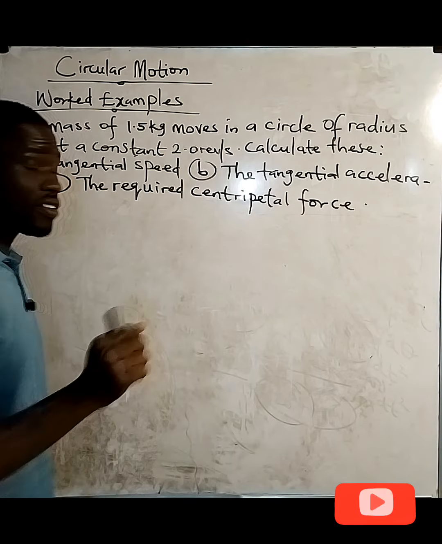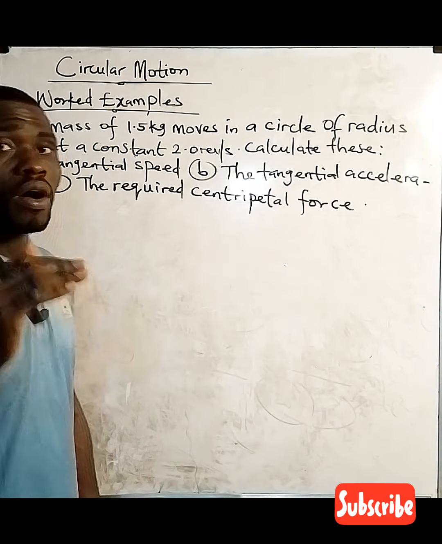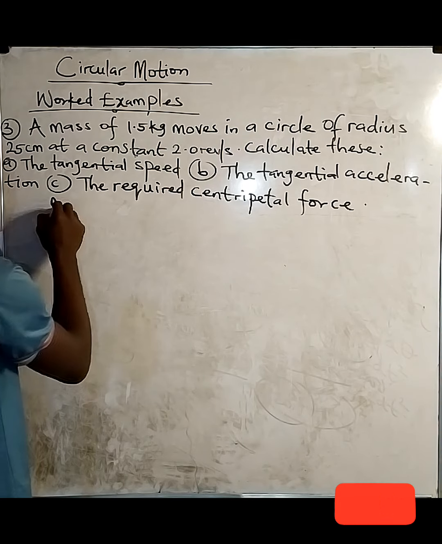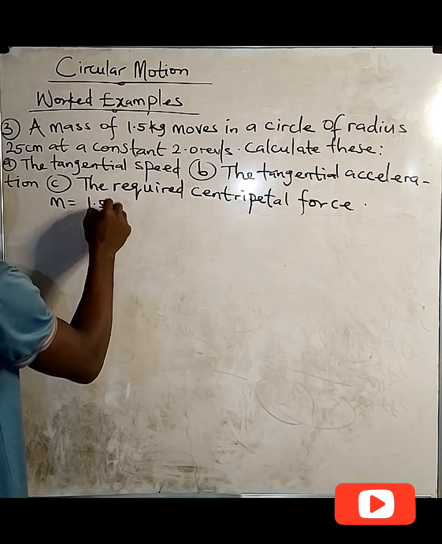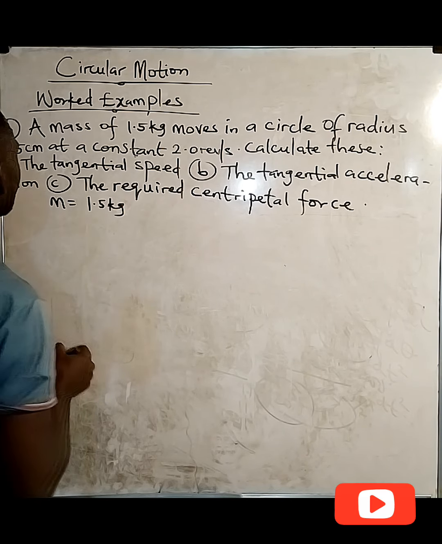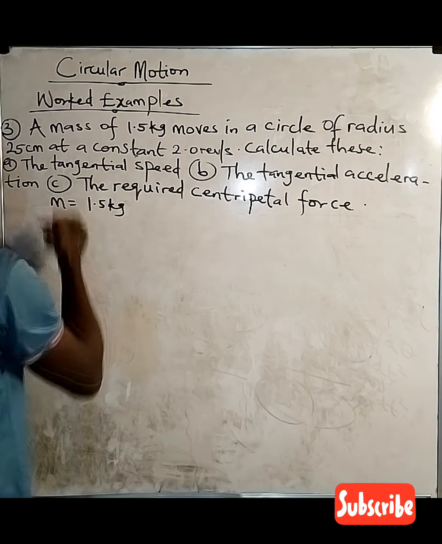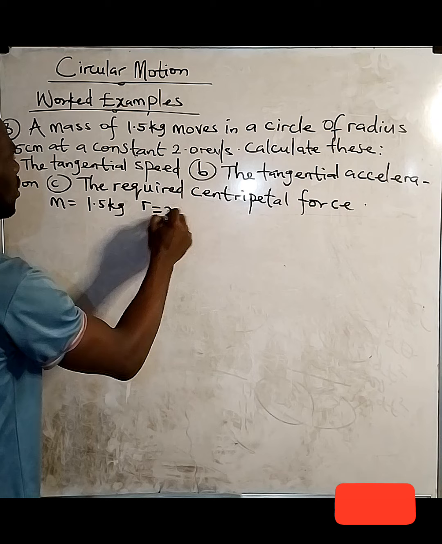force. Now, the first thing we're going to do is to state out all the quantities given to us. Don't forget, we have a mass given. The mass here is 1.5 kg. That's the first thing. Now, a mass of 1.5 kg moves in a circle of radius 25 centimeter. Now, the radius is 25 centimeter.